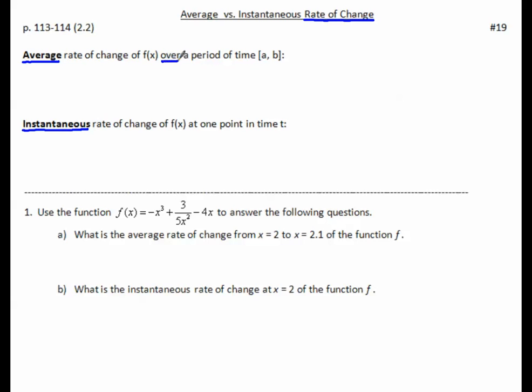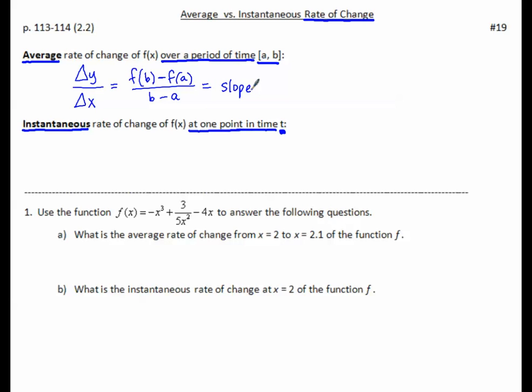Average rate of change is over a period of time, so we have an interval from point A to point B in time, versus instantaneous rate of change, which is at one point in time. It's not an interval, it's one specific point in time. Average rate of change is change in y over change in x, change in something with respect to something else changing, or f of b minus f of a over b minus a. It's a rate of change that's an average, like slope, or if we think of it graphically, specifically the slope of the secant line.